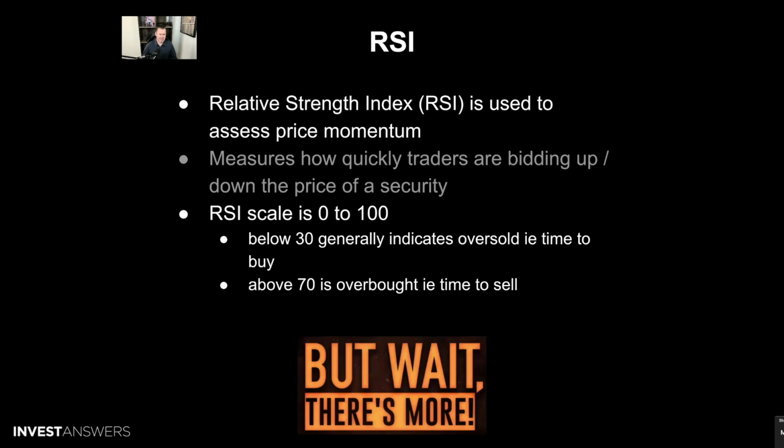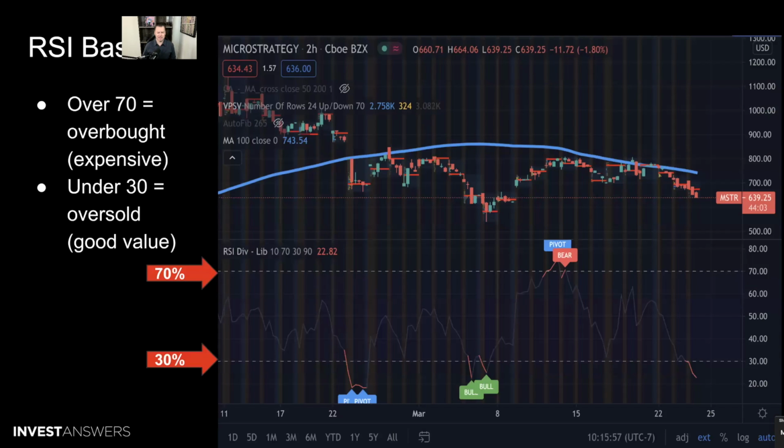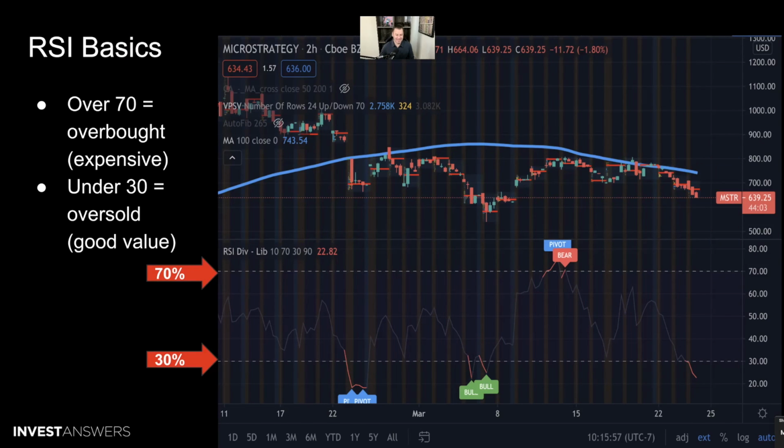A relative strength index is used to assess price momentum, basically how quickly traders are bidding up the price of a stock or down. Now, the scale is typically 0 to 100. If you are below 30, that typically indicates the asset is oversold. If it's above 70, it's overbought. That could mean time to buy or time to sell, but wait, there's an awful lot more to this than meets the eye.